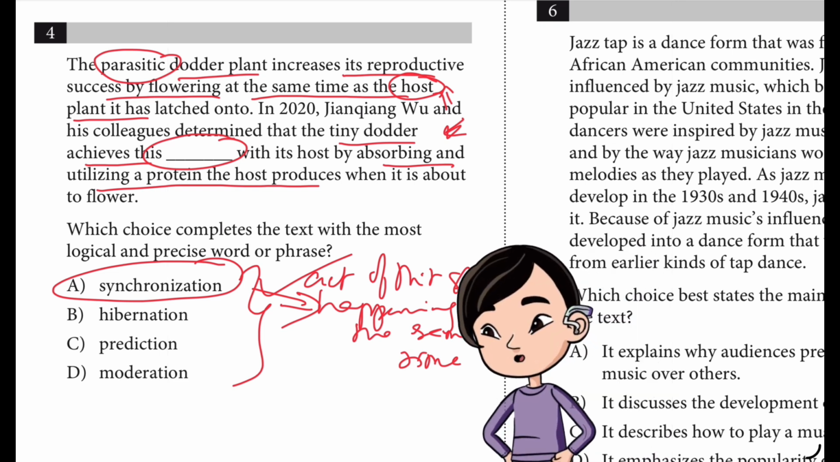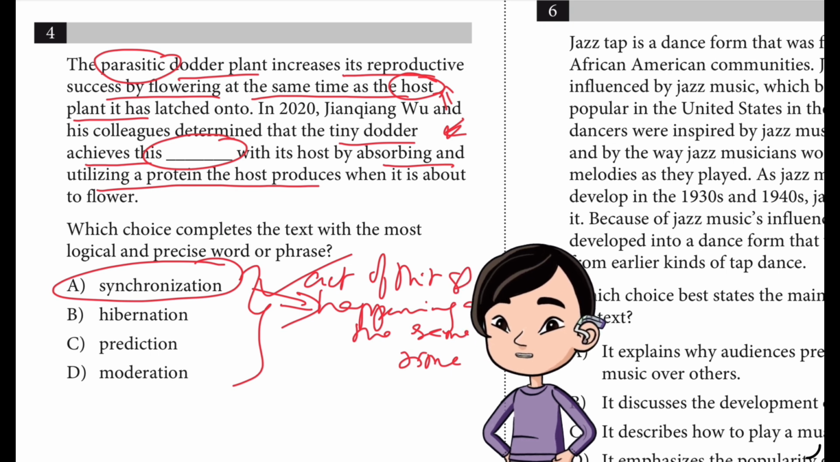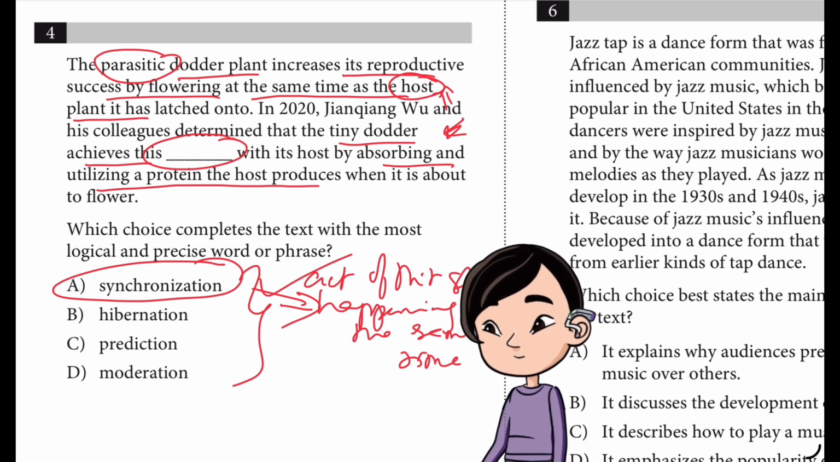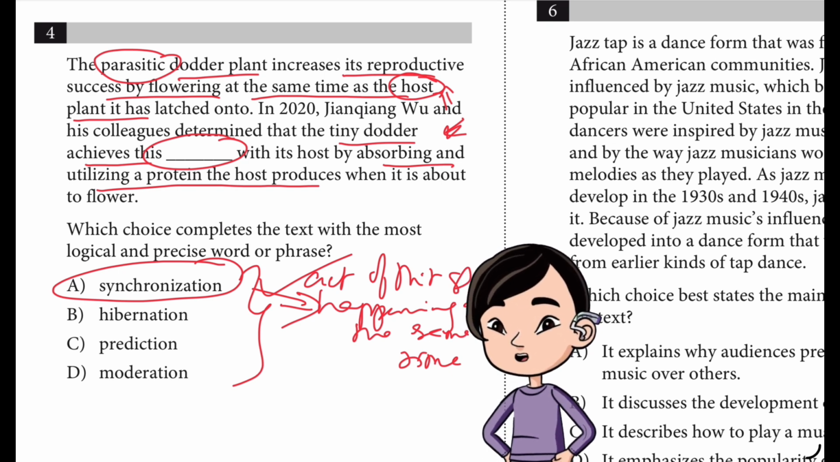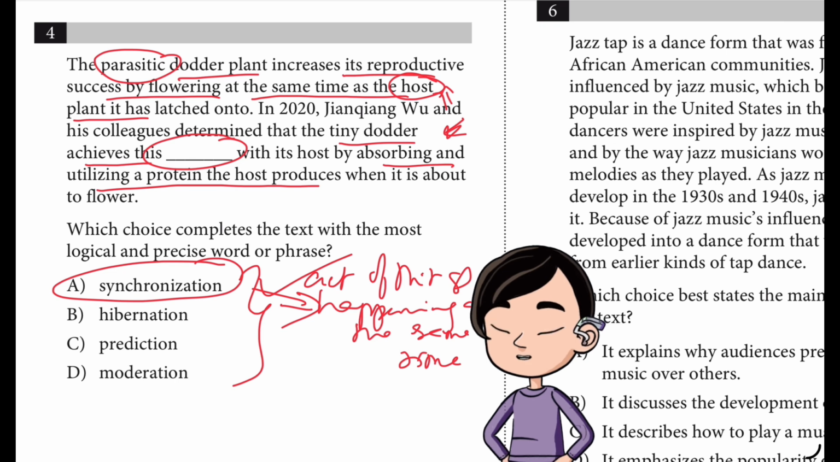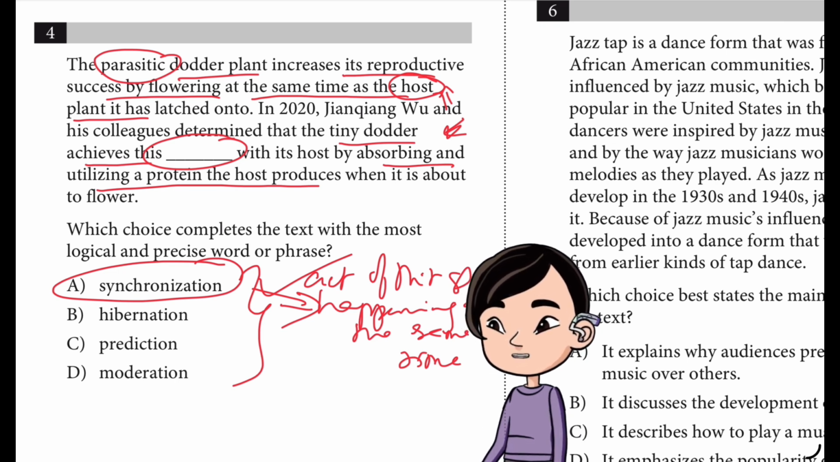Choice B is incorrect because referring to hibernation, or the state of being dormant or inactive, wouldn't make sense in context. The text focuses on something the dodder plant actively engages in, making use of a protein and producing flowers.